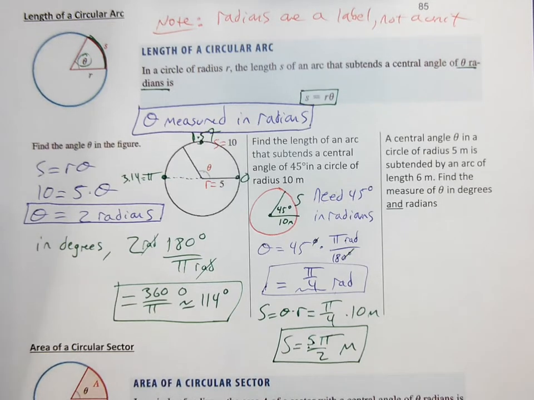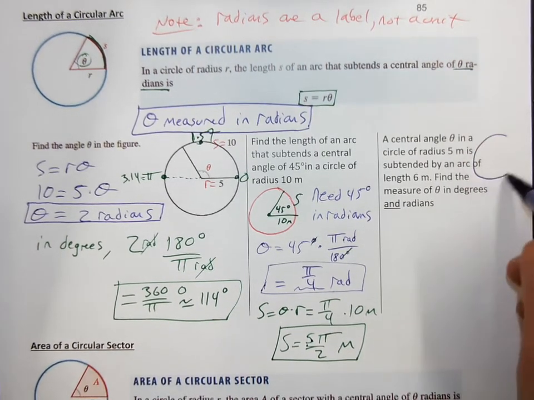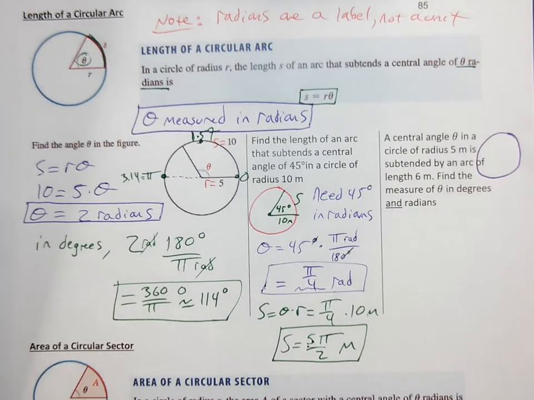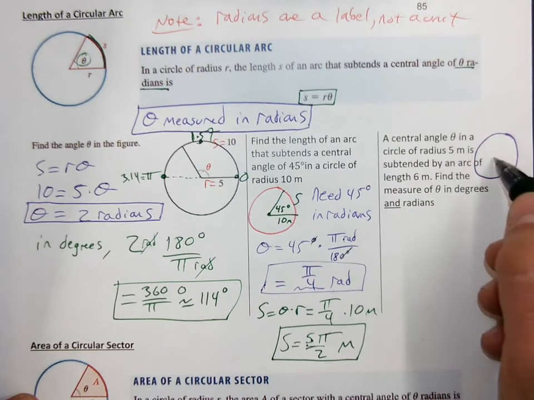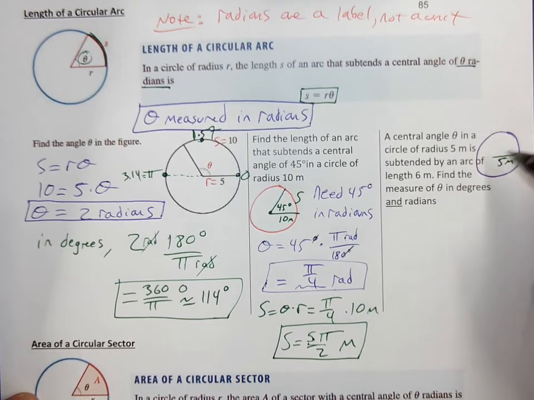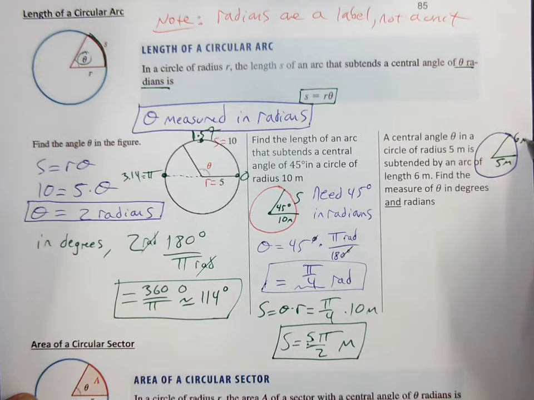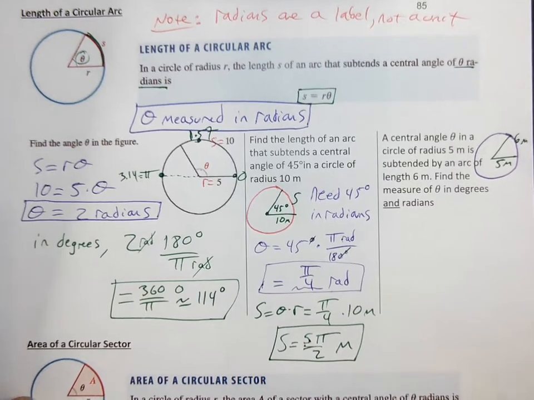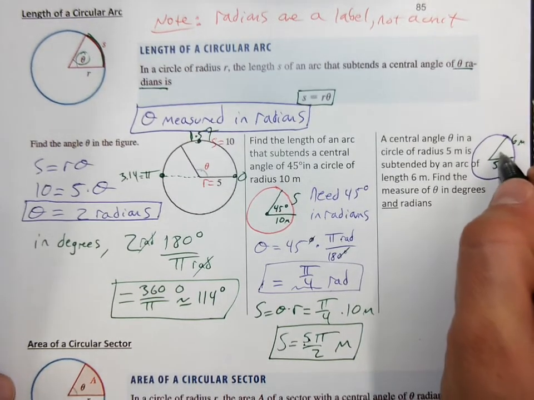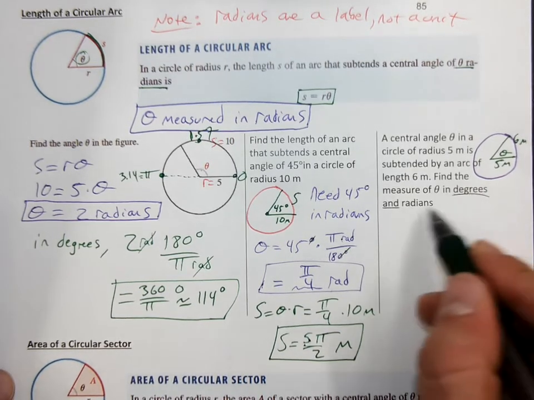All right, do this last one then. So this last one is asking to do both those things, right? So we're given a circle. Let me just draw the circle. The circle has a radius of 5 meters. And we're given the S value. We're given S of 6 meters. You guys see that okay? And we want to know what theta is. And we're being asked to show it in both degrees and radians.